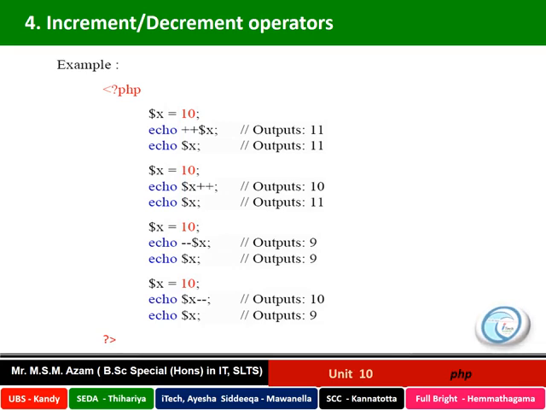Next example. X value equal 10. Next say echo $x--. Here this is a post decrement operator. So first of all we have to return the value of x, that means it returns the value as 10, then only decrement it by 1. When you call echo $x again, it returns 9 because the previous x value was decremented by 1 by the post decrement operator.